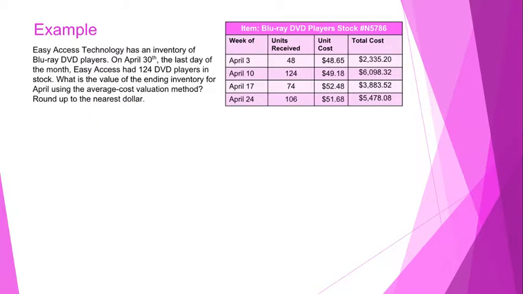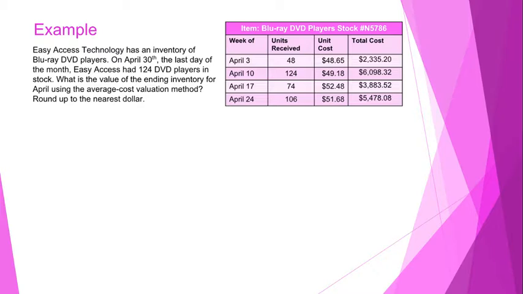So let's do another one. Easy Access Technology has an inventory of Blu-ray DVD players. On April 30th, the last day of the month, Easy Access had 124 DVD players in stock. What is the value of the ending inventory for April using the average cost valuation method? Round up to the nearest dollar. So we need to do the same thing we did before.